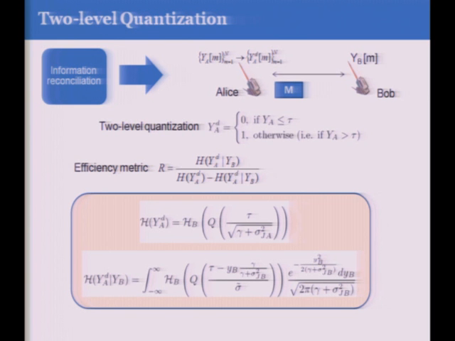There's a threshold tau such that if the current symbol is less than tau, then you quantize it as 0, or 1 otherwise. So what you actually get is just a stream of 0, 1 bits. For this particular scheme, you can compute analytically the entropy and this conditional entropy term. And so you can get what the efficiency is for a given tau.